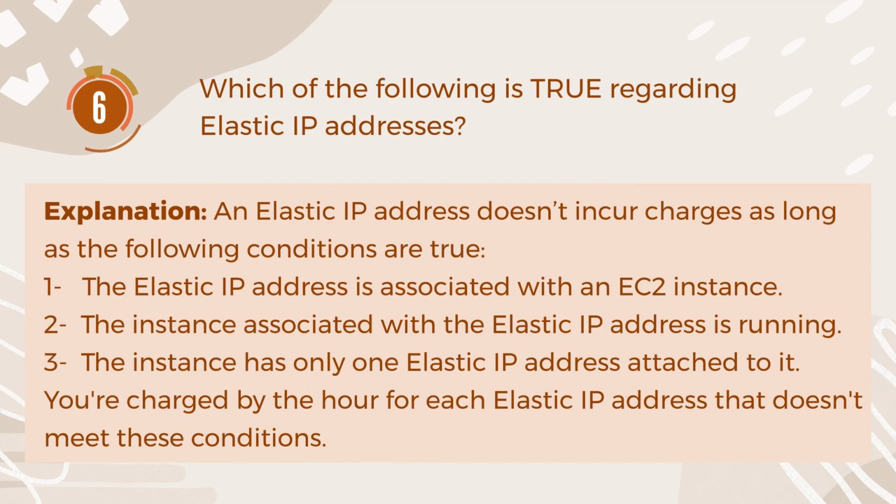Explanation. An Elastic IP address doesn't incur charges as long as the following conditions are true. The Elastic IP address is associated with an EC2 instance. The instance associated with the Elastic IP address is running. The instance has only one Elastic IP address attached to it. You're charged by the hour for each Elastic IP address that doesn't meet these conditions.